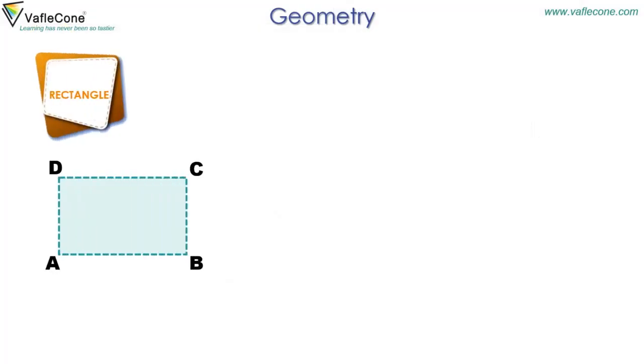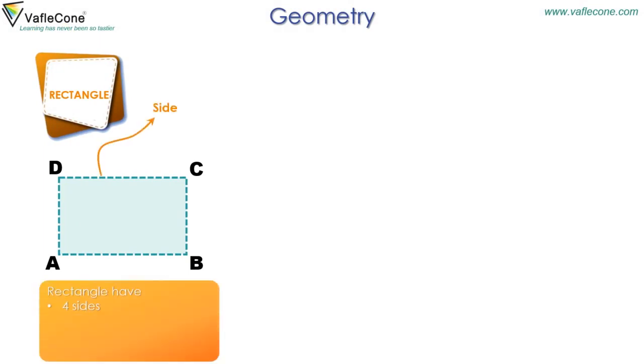Rectangle. A rectangle has 4 sides, 4 corners or vertices. Opposite sides are equal. AB is equal to CD and AD is equal to BC.